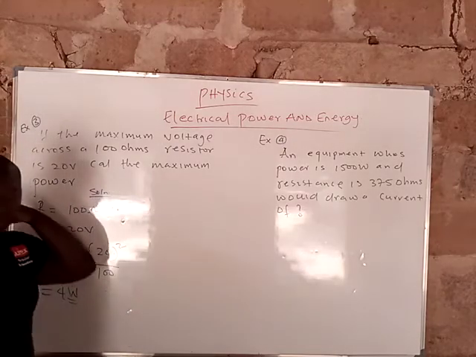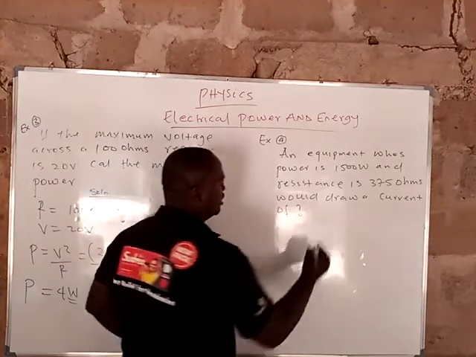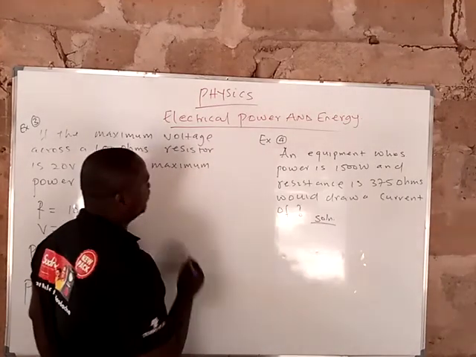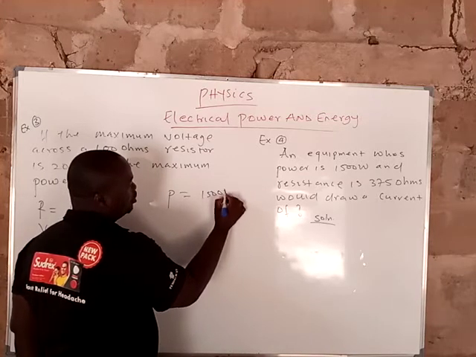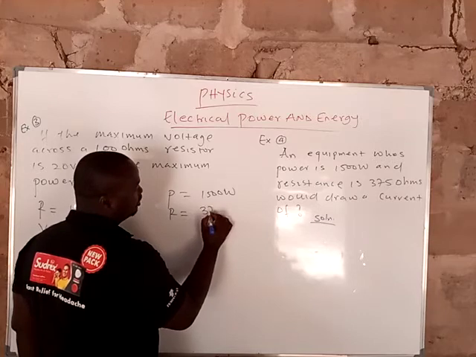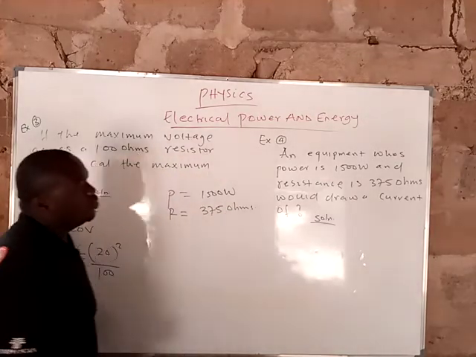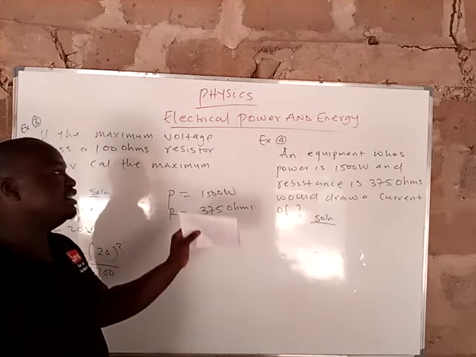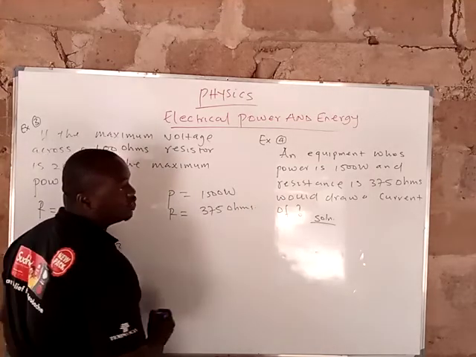The second one: an equipment whose power is 1,500 watts. So you have the power to be what? 1,500 watts. And the resistance is what? 375 ohms. Now, an equipment whose power is 1,500 watts and resistance is 375 ohms will draw a current of, so they want you to calculate the current, right?